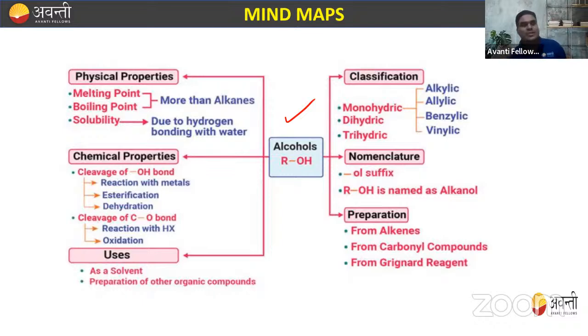If I'm talking about the melting and boiling point, more than alkanes, so they show a good amount of melting and boiling point if I'm comparing with the alkane. Similarly, solubility of the alcohol is also very good. Why? Due to presence of hydrogen bonding. Right. So due to presence of this hydrogen bonding, solubility is also very high. Now, if I'm talking about the chemical properties, in chemical property, we cover breaking of H bond, breaking of OH bond, and breaking of CO bond.